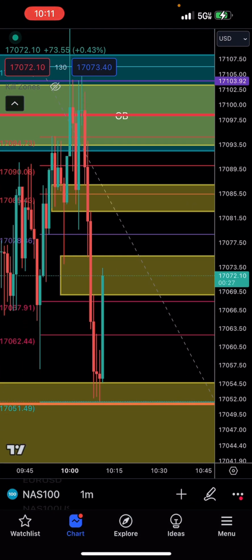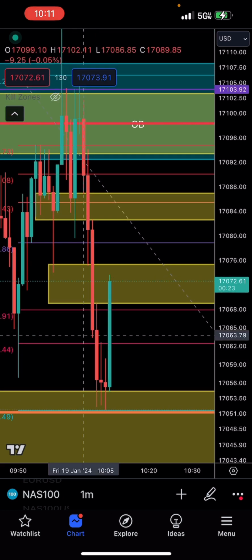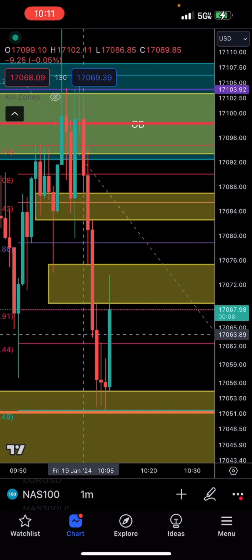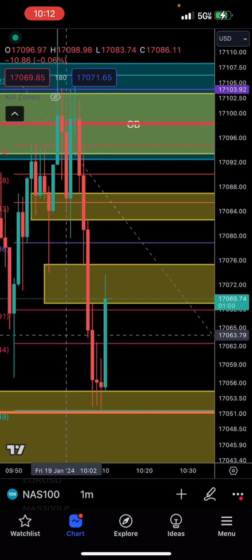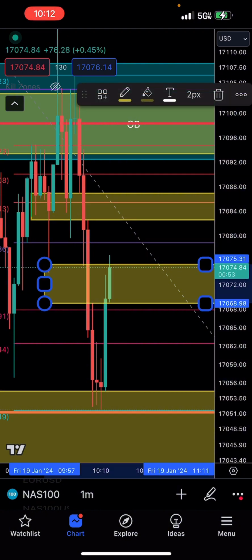And it's bouncing hard off of this fair value gap. Didn't want to see all of that. Okay, so it went up into this fair value gap right here. May want to go a little bit higher. Let's see. Okay, it's going higher.